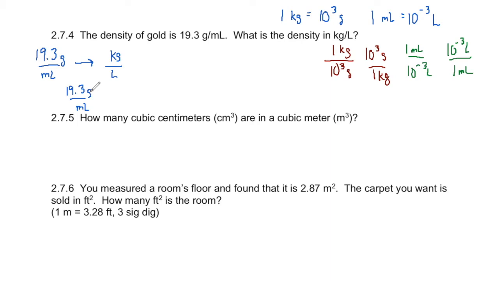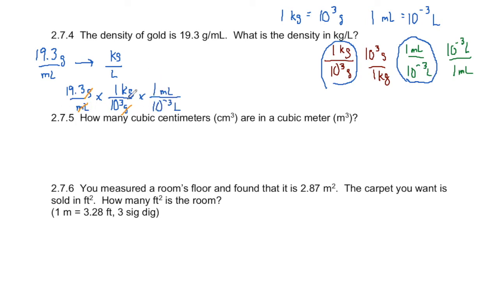Let's go ahead and convert grams to kilograms using this conversion factor, which will cancel grams. After this step, we will have kilograms per milliliter. Now we need a conversion factor that will change milliliters to liters. Let's use this one that will cancel the milliliters. So now the milliliters cancel and we're left with kilograms per liter.